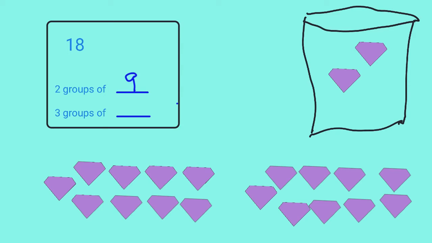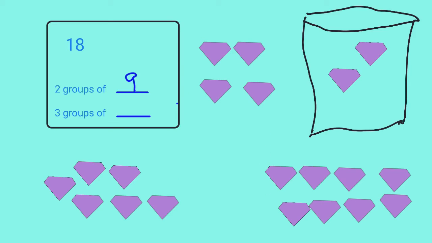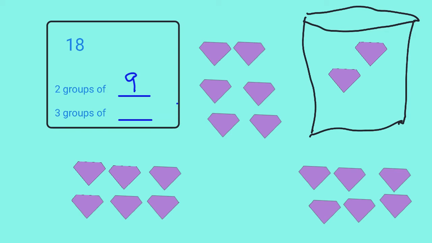But if we wanted to share our diamonds between myself or yourself and 2 friends, how would we divide up the diamonds into 3 groups? So 1, 2, 3, 4, 5, 6. So we now have 3 groups of how many diamonds? Get ready. Yes, we have 3 groups of 6 diamonds.